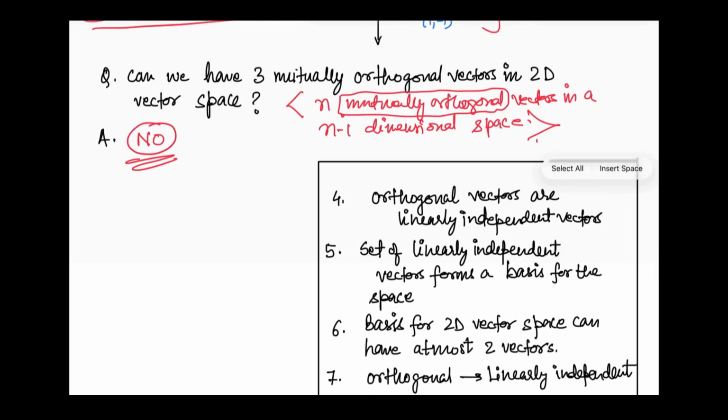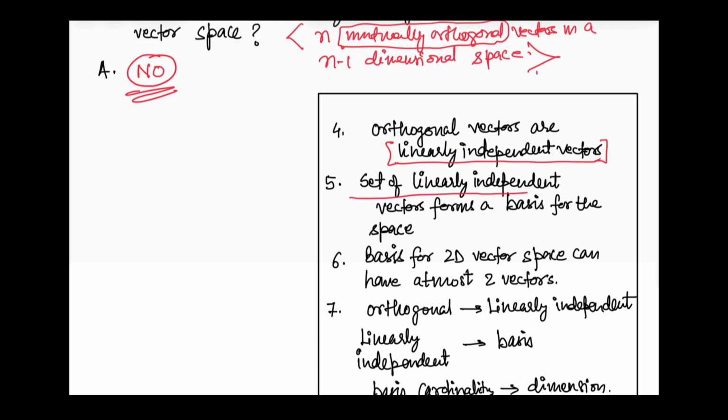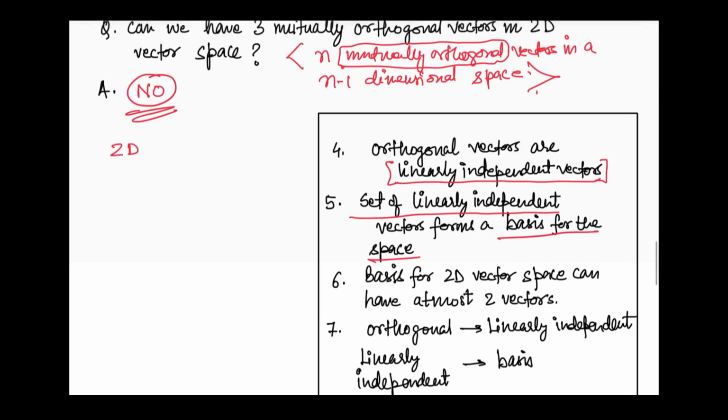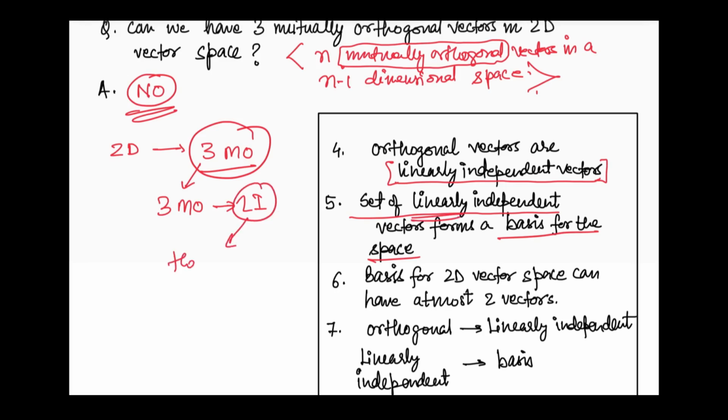Why? Because mutually orthogonal vectors are also linearly independent vectors, and any set of linearly independent vectors forms a basis for the vector space. So if I have a two-dimensional space and I'm asking whether we can have three mutually orthogonal vectors in this, we cannot. Why? Because if we have three mutually orthogonal vectors, then these are linearly independent, and if they are linearly independent, that means they form a basis.